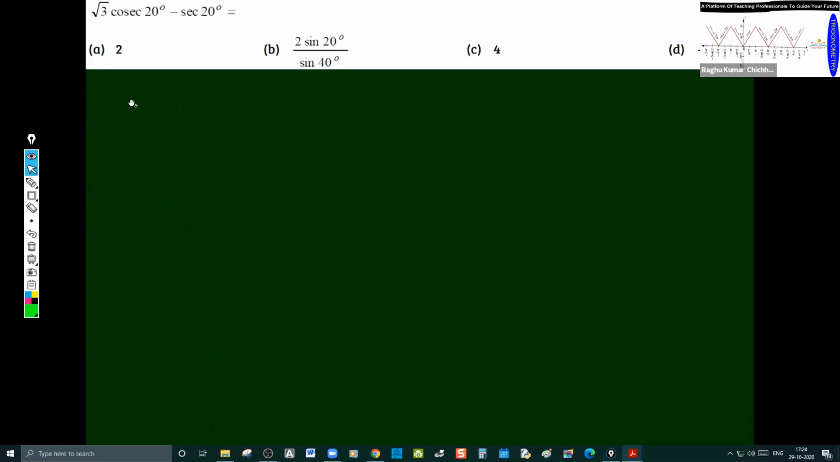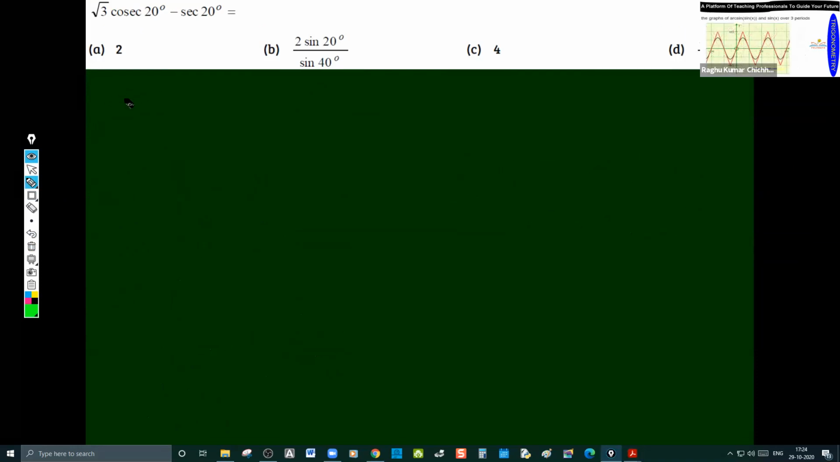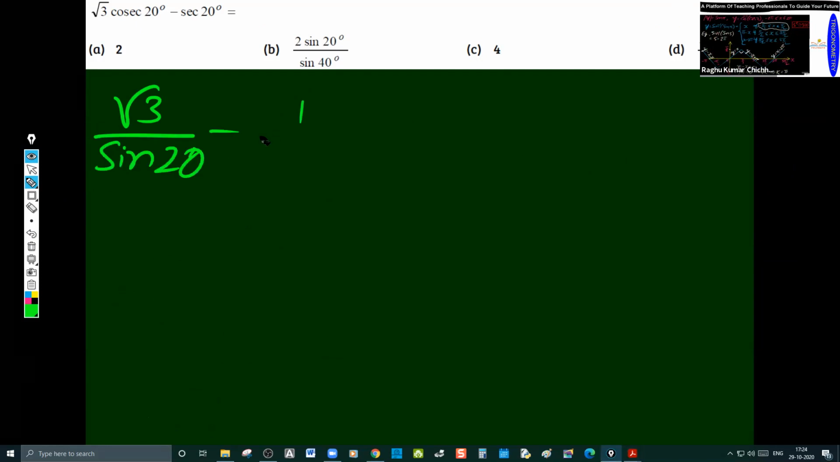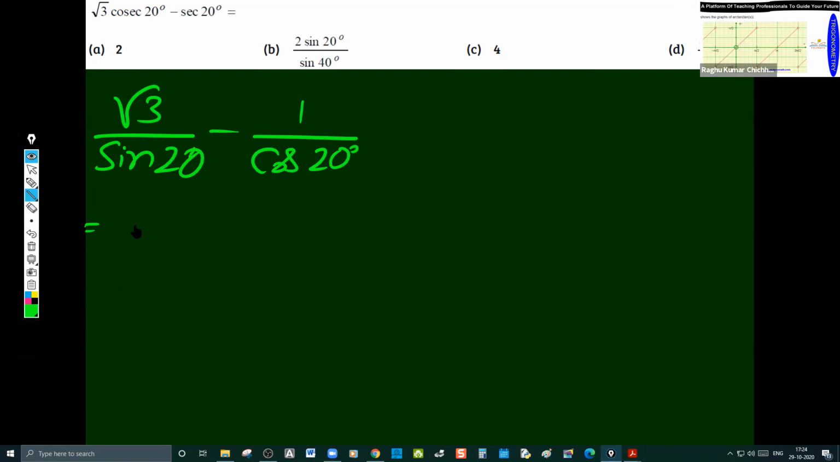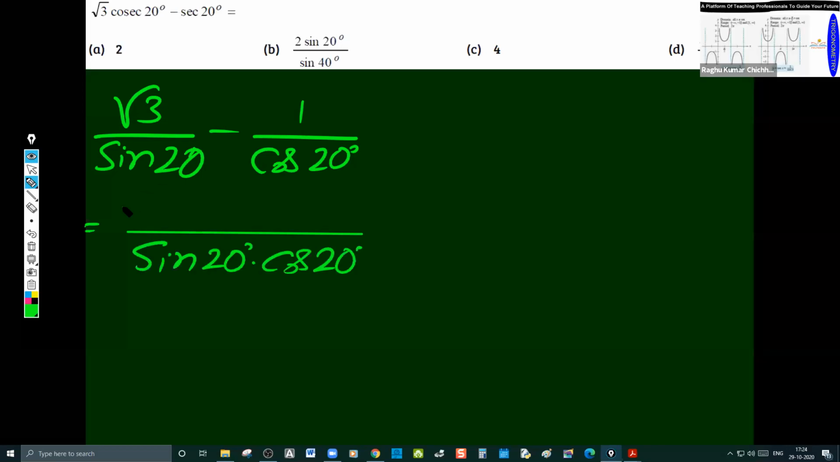Yeah, next one, please. Root 3 cosecant 20 minus secant 20. Let us write it as root 3 by sine 20 minus 1 by secant 20. 1 by secant 20 can be written as 1 by cos 20. Take LCM, please. Sine 20 cos 20. Numerator will be root 3 cos 20 minus sine 20.